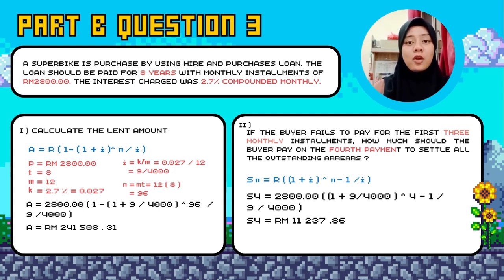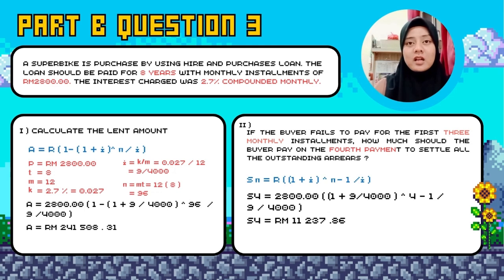For this question, I use the annuity formula, which is A equals R, bracket 1 minus bracket 1 plus i, bracket power of negative n divided by i, bracket. To get i, we have to divide K with M, and we get 9 over 4,000. To get n, we have to multiply M with T, and we get 96. After that, we insert all the information into the formula, which is A equals 2,800 ringgit, bracket 1 minus bracket 1 plus 9 over 4,000, bracket power of negative 96 divided by 9 over 4,000, bracket. And then we get the answer, which is 241,508 and 31 cents.